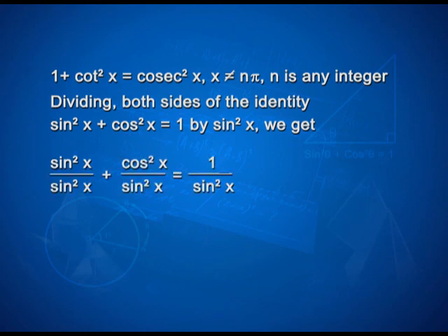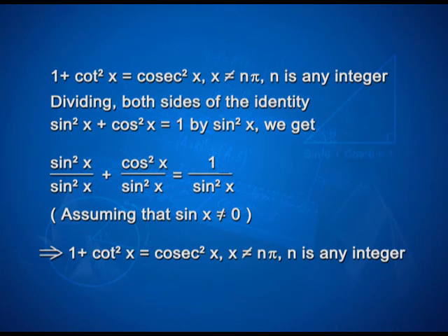We get sin square x upon sin square x plus cos square x upon sin square x is equal to 1 upon sin square x, assuming that sin x is not equal to 0. This implies 1 plus cot square x is equal to cosec square x, where x is not equal to n pi and n is any integer.